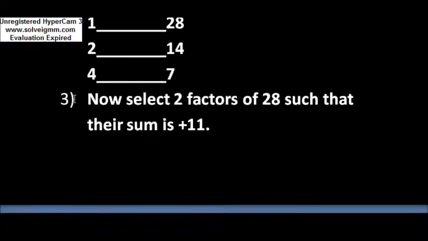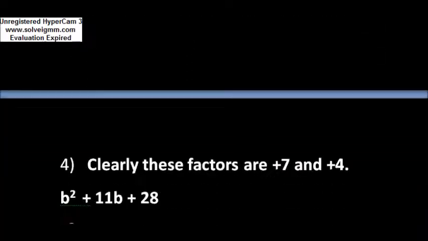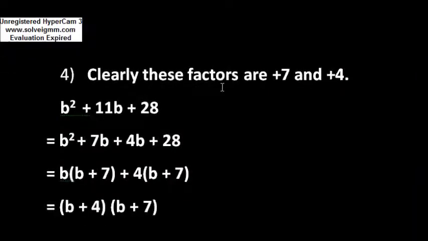So in the third step, you will select two factors of 28 such that their sum is 11. That's why we are selecting 7 and 4. So clearly these factors are 7 and 4. Now here is the solution. b square plus 11b plus 28 can be written in this form also: b square plus 7b plus 4b plus 28. Here you can easily see plus 7 and plus 4 equals 11b, so you can write 11b in this form.